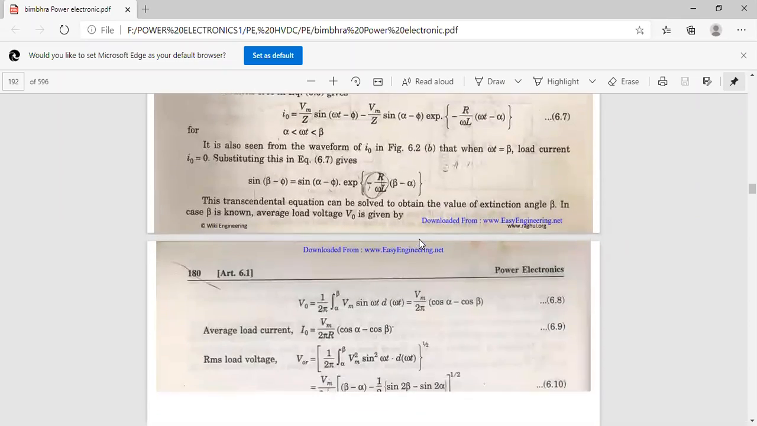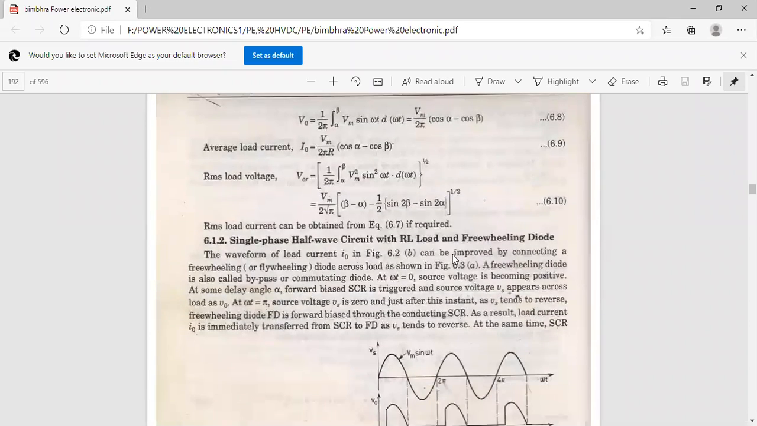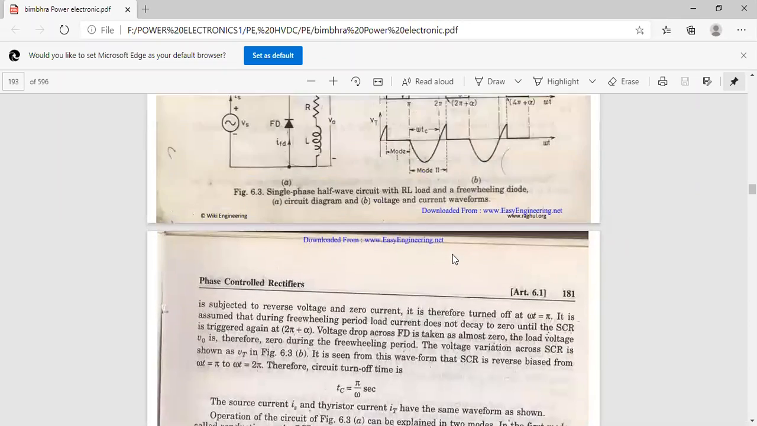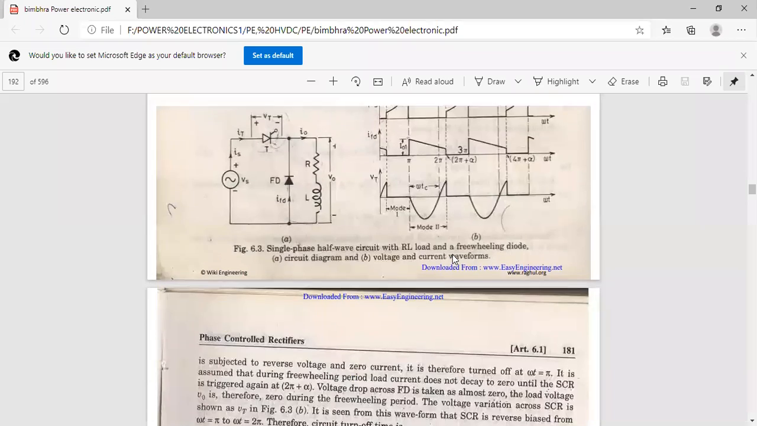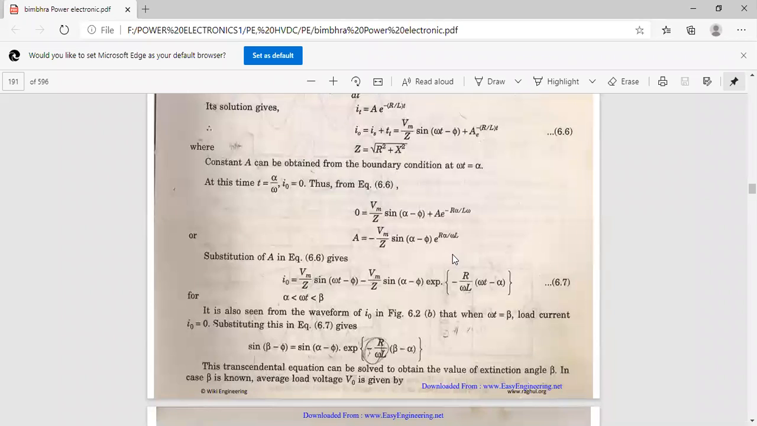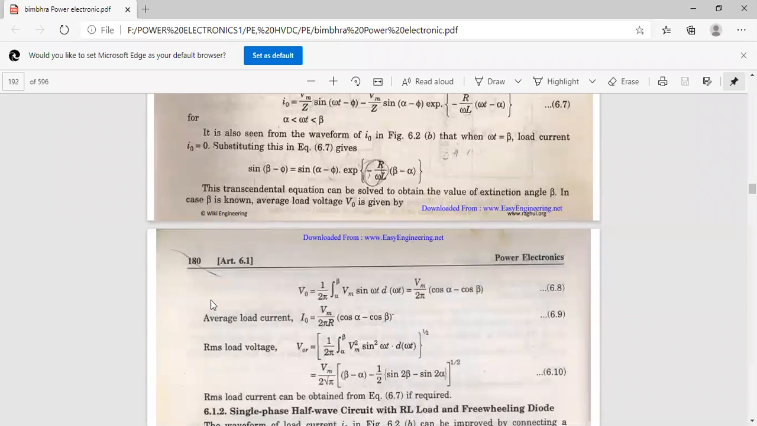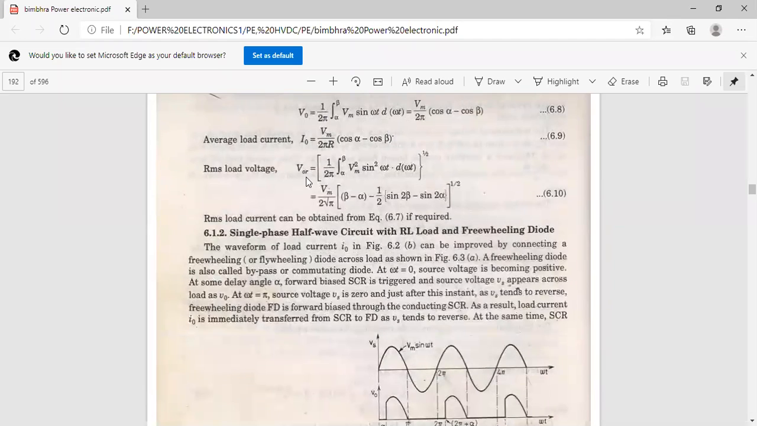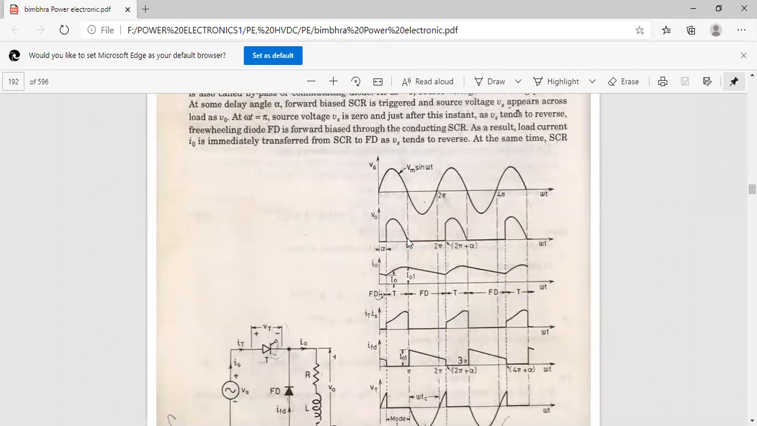So, see the page number. One minute. Page number 180, the formula is there. V0 is 1 by 2 pi integral of alpha to beta Vm sin omega t d omega. With respect to omega t, we have to take the derivation. This is the formula for V0. This is the formula for I0. Similarly, RMS voltage.